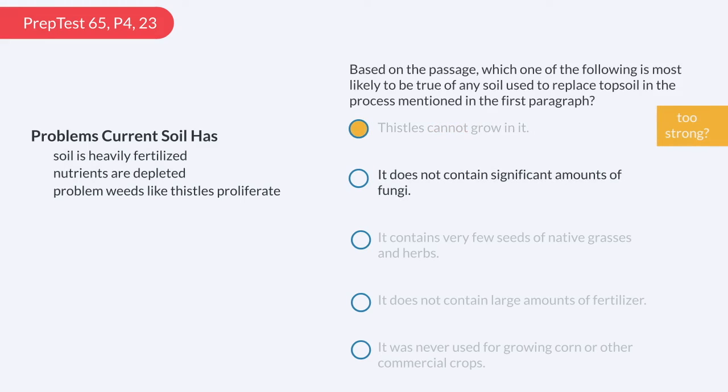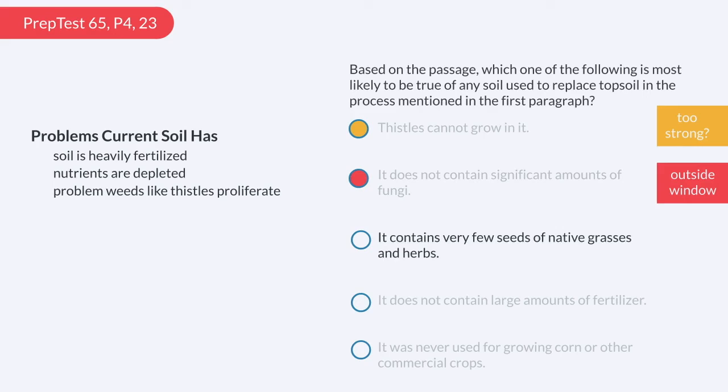B is saying it doesn't have a lot of fungi. Well, that's nowhere near this support window. That's not any of our three details. And fungi in the third paragraph is presented as a good thing, so it even feels a little bit opposite. We would presumably like it to have that beneficial fungi.